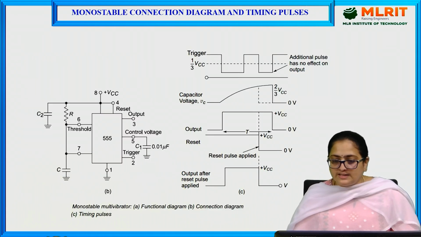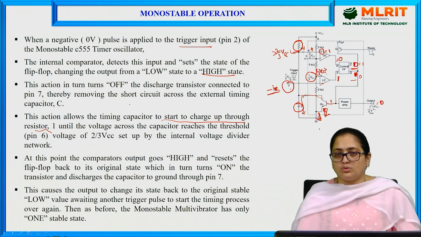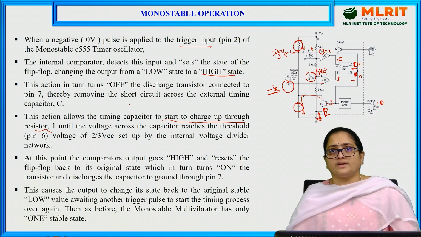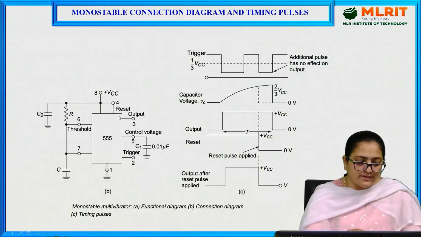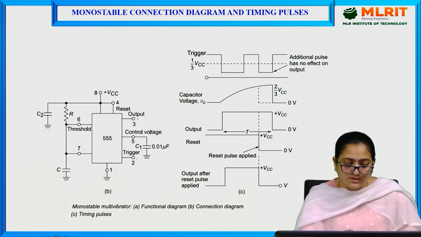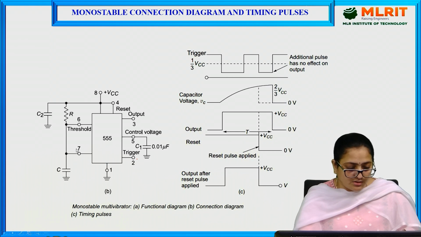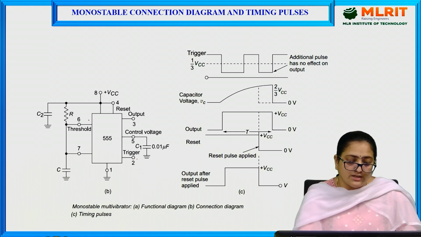What we have discussed in the previous slide is the internal circuit of a monostable operator, and this monostable operator can be connected using a 555 timer IC. In this 555 timer IC, the first pin is connected to ground, the second pin to the triggering pulse, and from the third pin you can take the output. The fourth pin is for reset, the fifth pin is for control voltage, the sixth pin is for threshold, and the seventh pin is for the capacitor. The capacitor and resistor are connected between VCC and ground through the threshold pin and also the seventh pin.